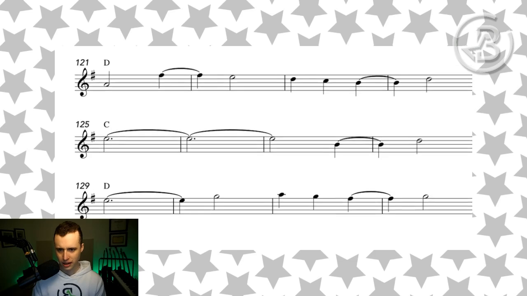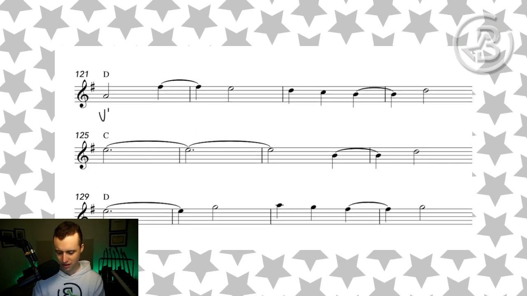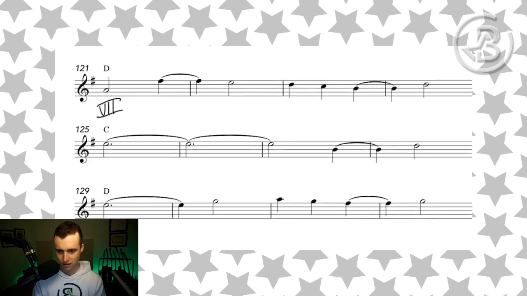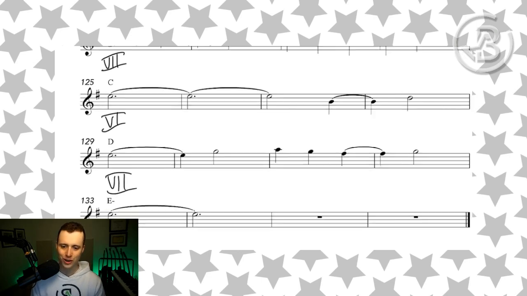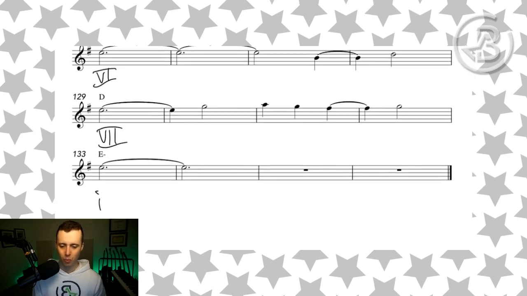And then last page, we have 7. Then we have 6. Then we have 7. And then we resolve to 1.